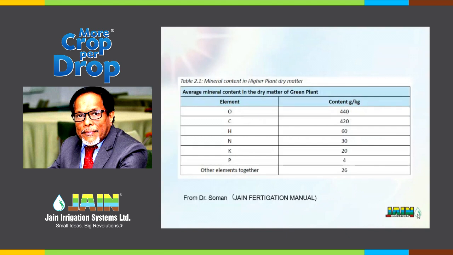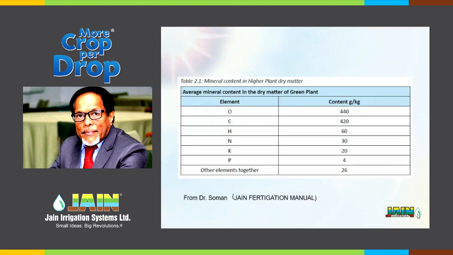Now, coming to plant nutrition, plants require a number of elements. Of these, carbon, oxygen and hydrogen are available in plenty in nature. Carbon is very limited in the soil, I'll come to that later. The fertilizer elements which farmers usually apply, and which the crop generally requires, are nitrogen, potassium, and phosphorus. The slide shows the content required. If you have 30 gram of nitrogen per kg in the plant, it is sufficient, and likewise phosphorus, 4 gram per kg, is sufficient.